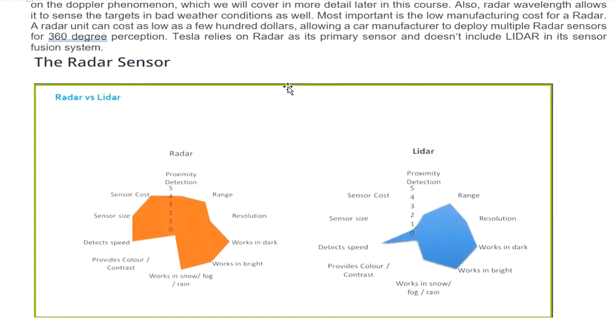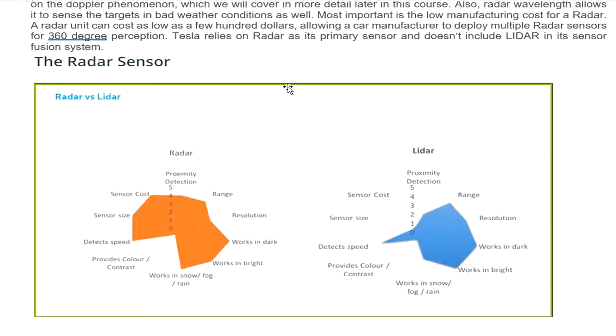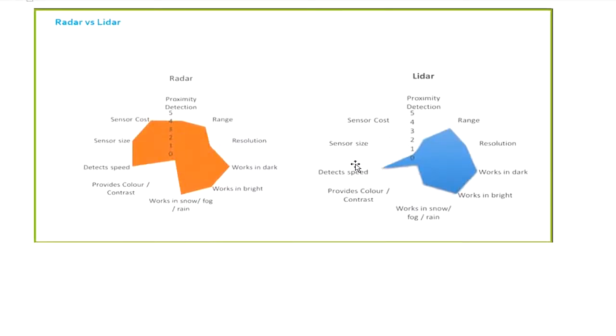That allows car manufacturers to deploy multiple radar sensors for 360-degree perception. You know, Tesla cars, they don't like to use LiDAR. It's so expensive, right? Tesla relies on radar as its primary sensor and doesn't include LiDAR in its sensor fusion system. Here in the picture, you can compare the LiDAR and radar. So, for example, radar has the benefit of detecting speed better than the LiDAR. About the cars, LiDAR is better, right? About working in snow, frost, rain, radar is better than LiDAR, okay?